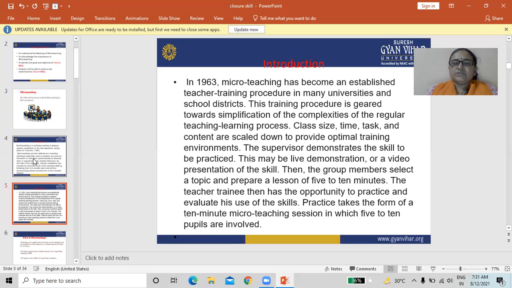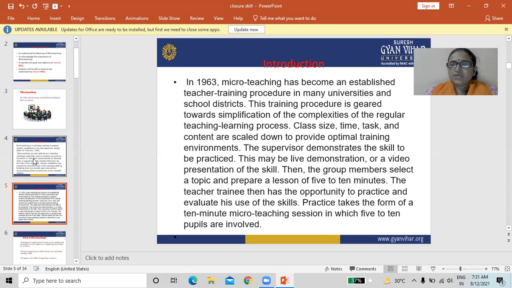Then the group member select a topic and prepare a lesson of 5 to 10 minutes. The teacher trainee then has the opportunity to practice and evaluate his use of the skills. Practice takes the form of a 10-minute micro teaching session in which 5 to 10 pupils are involved.